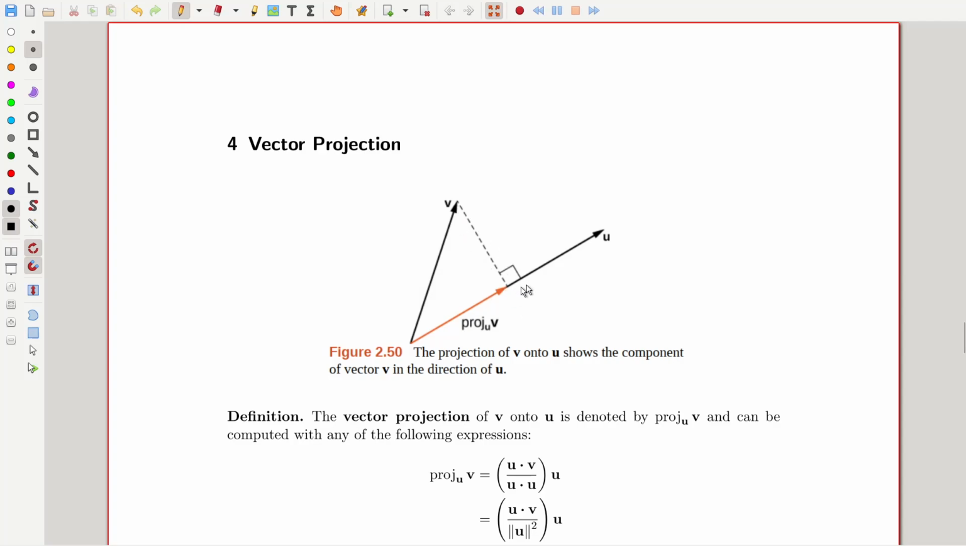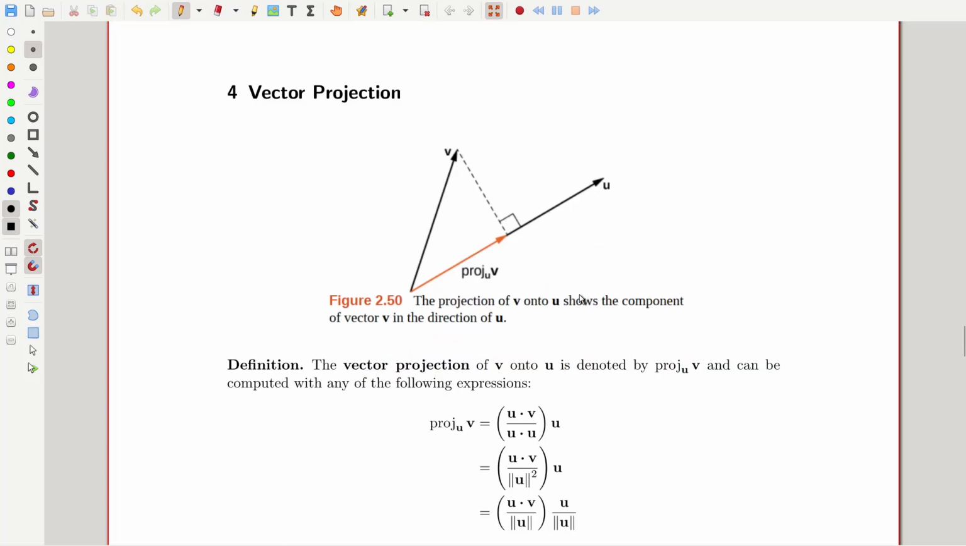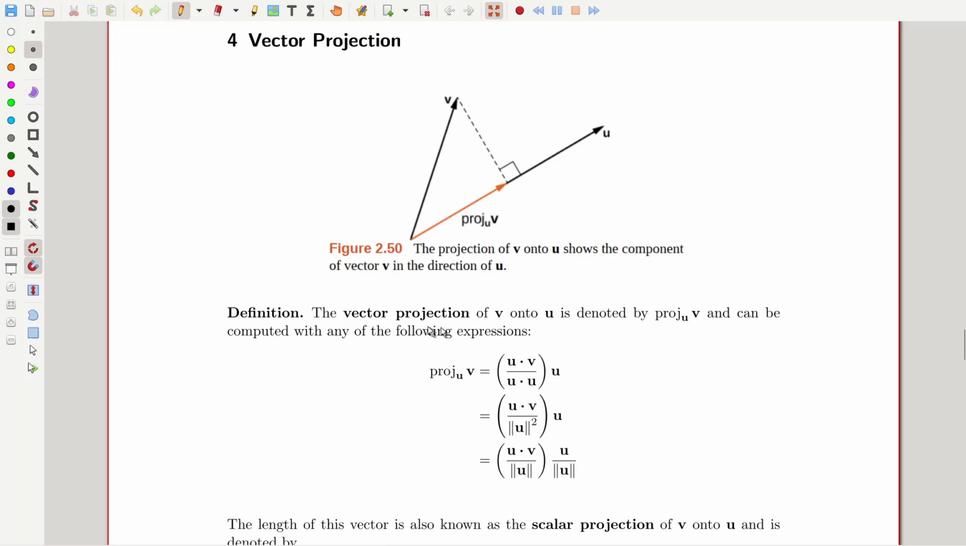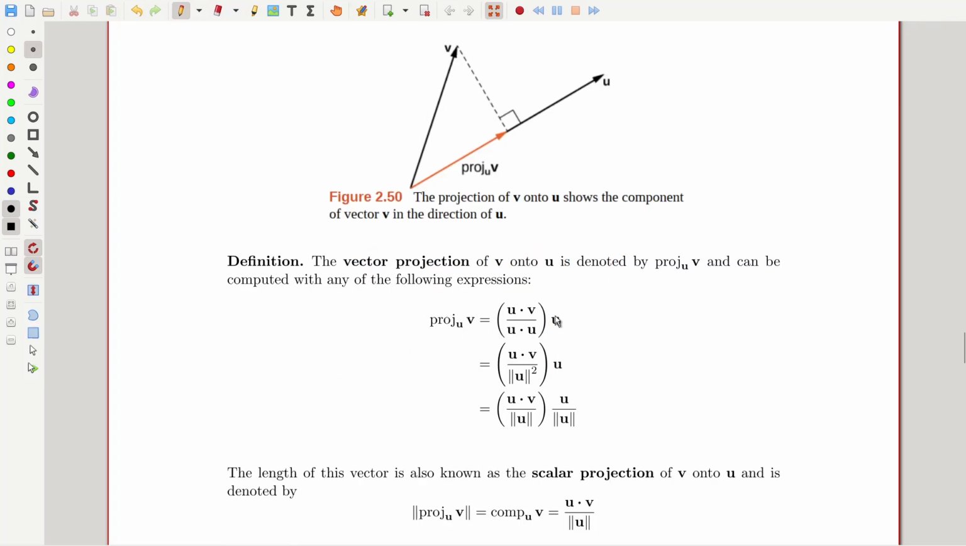So notice that geometrically, what you end up wanting to do is produce this perpendicular. In geometry, this would be called dropping a perpendicular. You drop a perpendicular from this point to u. So we have these expressions. You can use any one of these three expressions to compute the projection of v onto u, just given the vectors u and v.